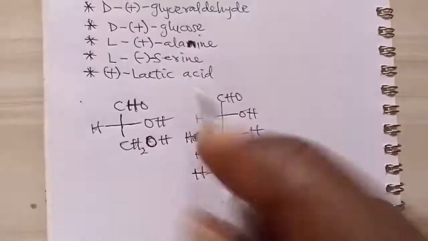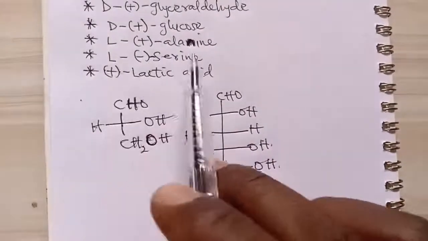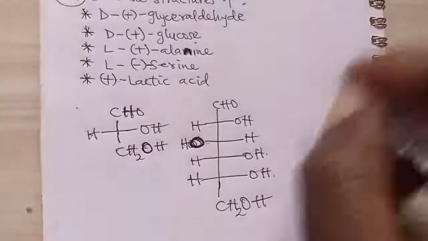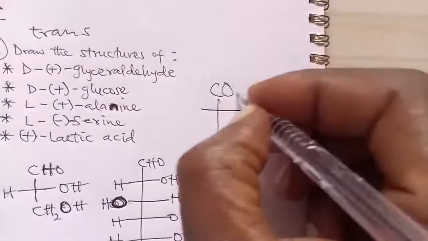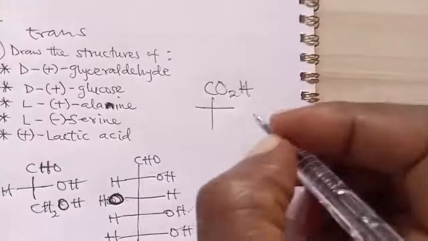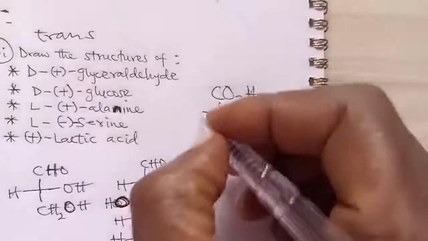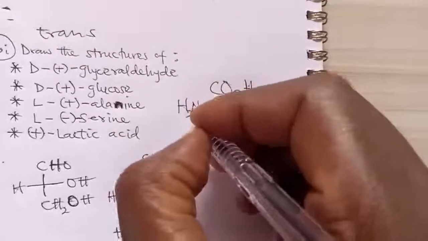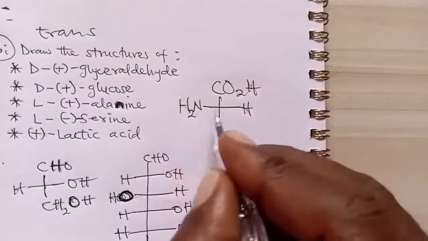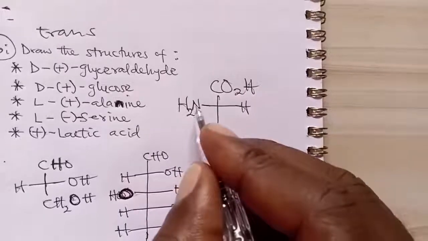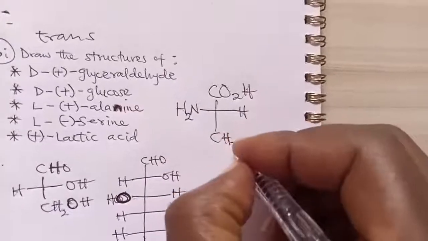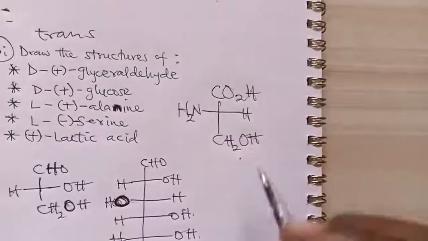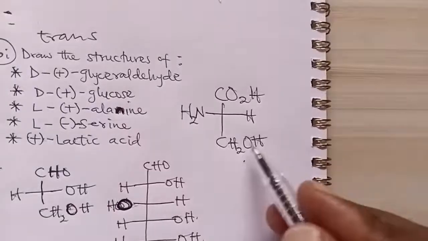So the third one is L plus alanine. Let's draw here. We just have this CO2H, then here is H, then here we have an amine group. The reason we have it laterally inverted is to show that the bond is attached to the nitrogen, not to the hydrogen. Then here we have CH2OH. So this is the structure of L plus alanine.